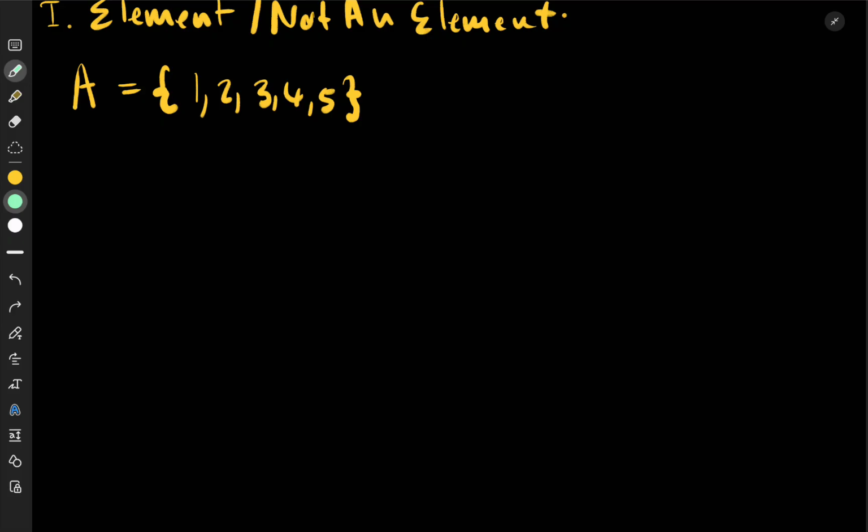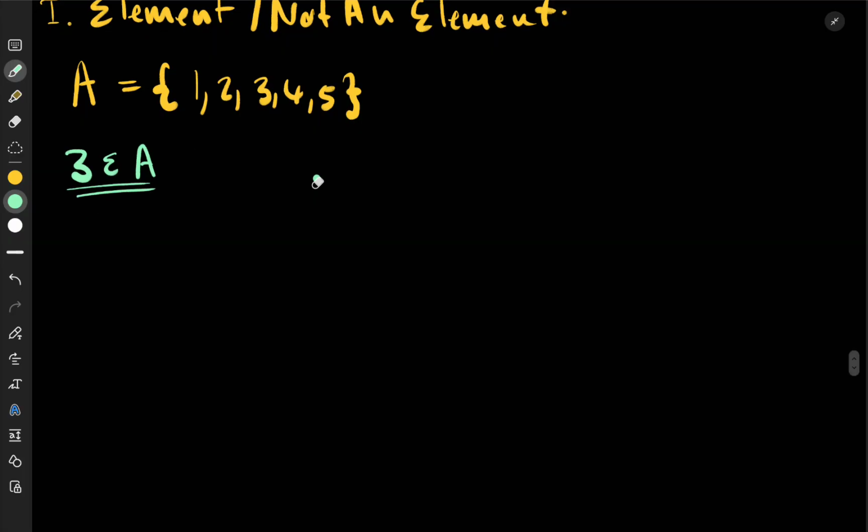Now, we can ask, is 3 an element of A? Let's say you've been asked, is 3 an element of A? They are saying, if you go into set A, are you going to see this 3 as it is? Yes, you will. So here you say, yes, it is. 3 is an element of set A. So we can just leave it like this to say 3 is an element of set A.